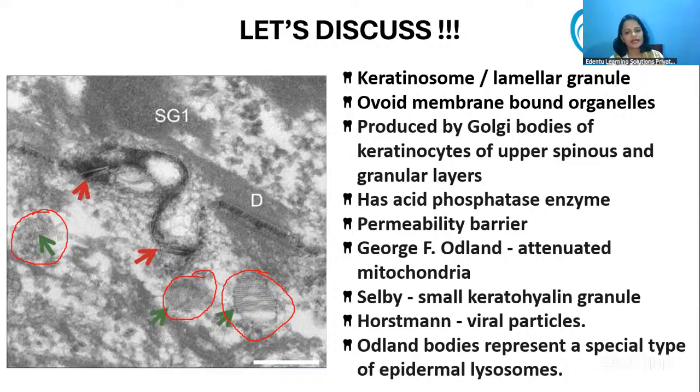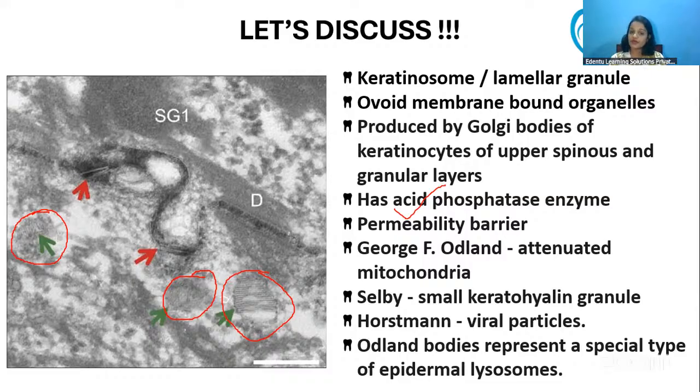Okay, so the main characteristic of this Odland body is that it contains an enzyme called the acid phosphatase enzyme. This acid phosphatase enzyme usually acts like a permeability barrier also. That is, it will not allow the foreign antigens to go deeper into the epithelium. It mainly acts like a permeability barrier.